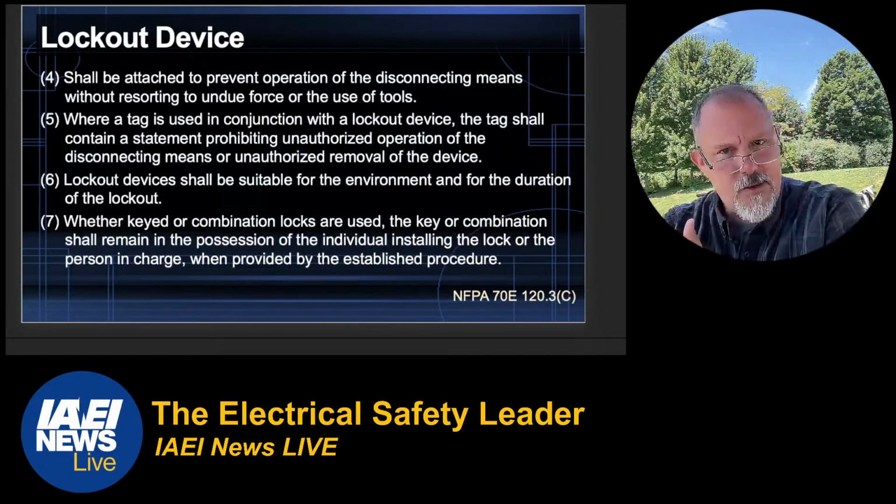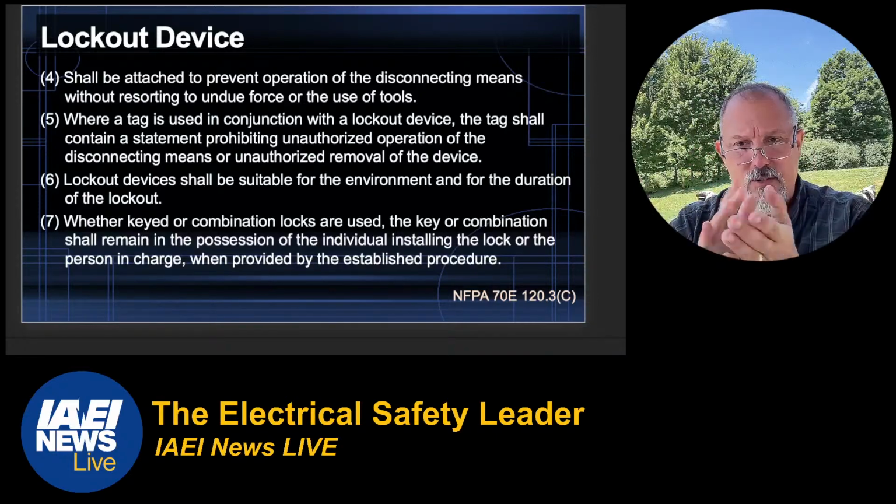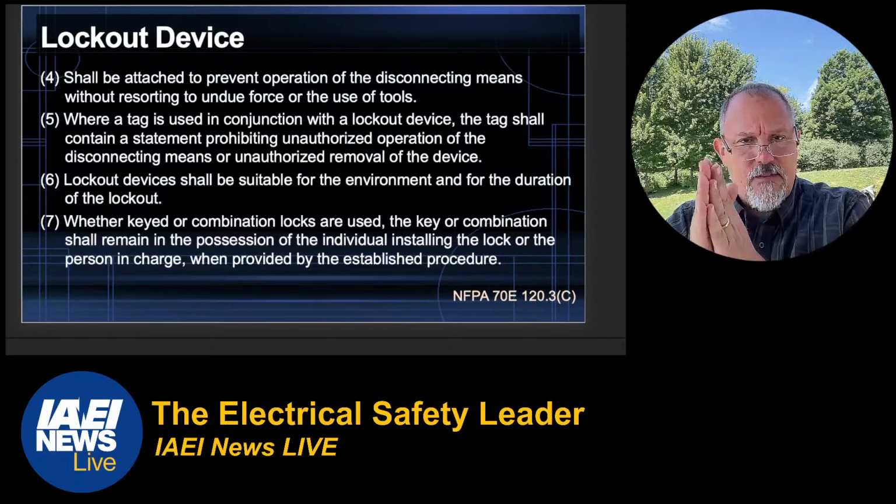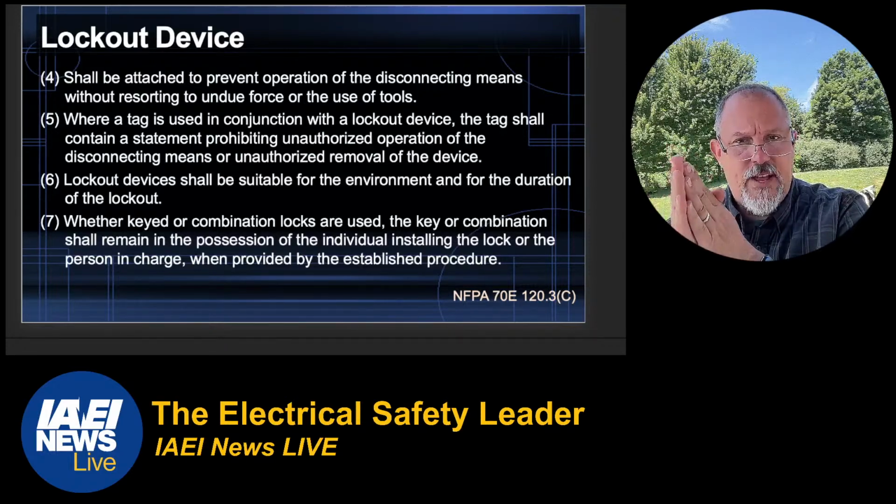Okay, continuing on. What are other lockout devices? This is in 120.3(C). The lockout device has to be attached to prevent operation of the disconnecting means without resorting to undue force or the use of tools.